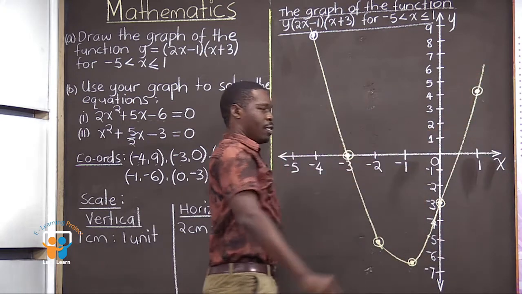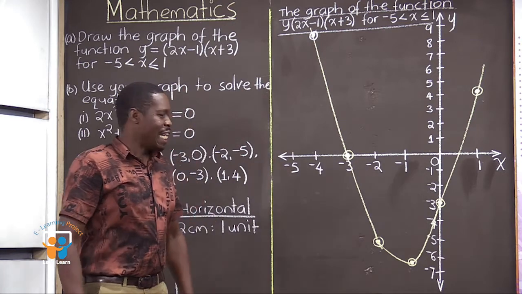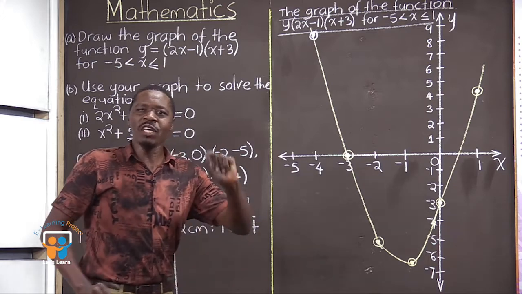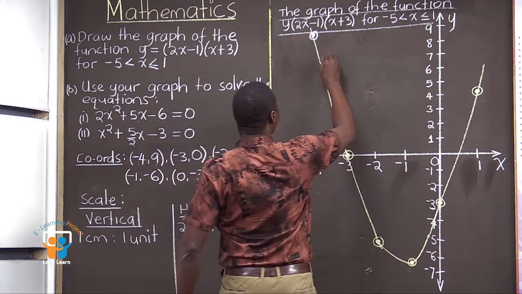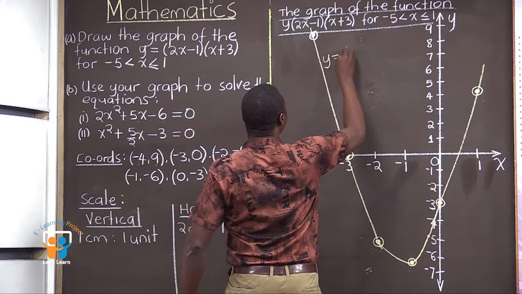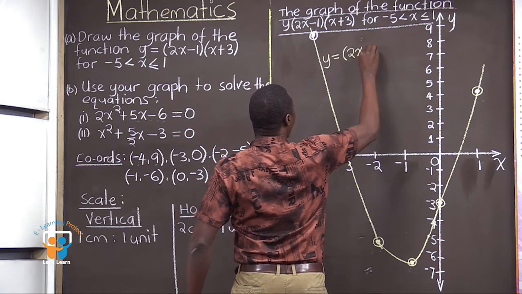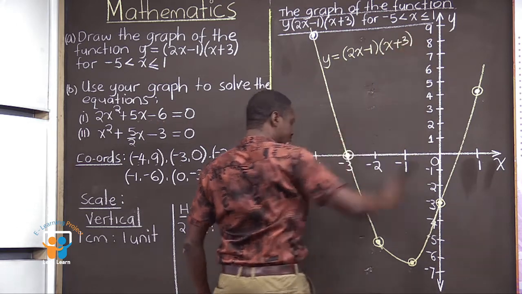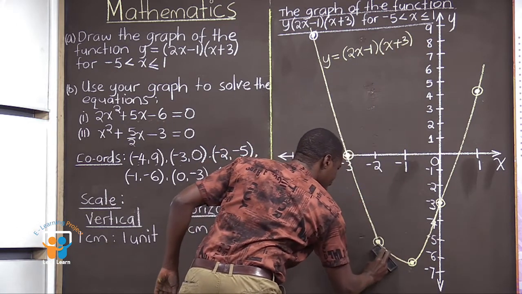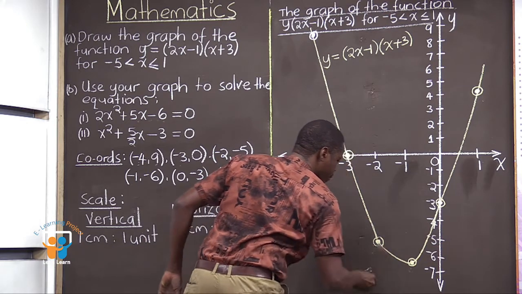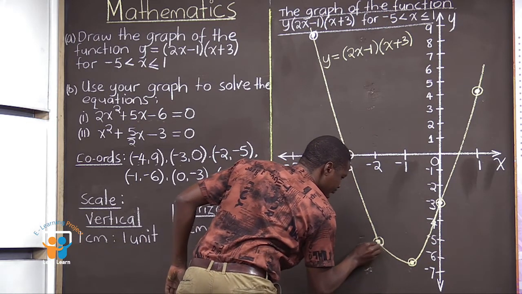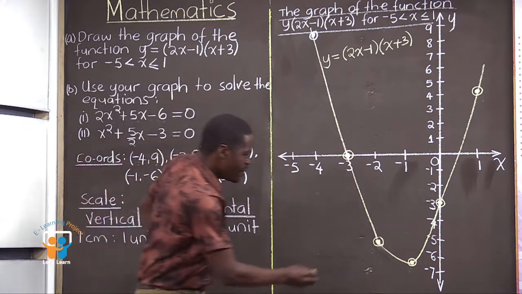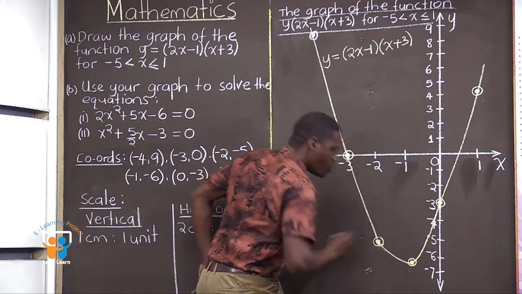I have my curve. Now, Mr. Examiner, what is remaining is I need to baptize my curve. I need to give it its name. The name of the curve was y is equivalent to 2x minus 1 times x plus 3. That is my curve. Mr. Examiner, sir, that is my curve. Very good. You can see the minimum point. The minimum point, you have to prepare early to negotiate.